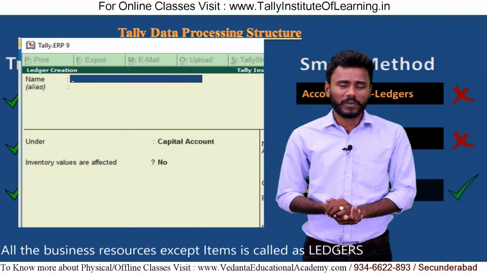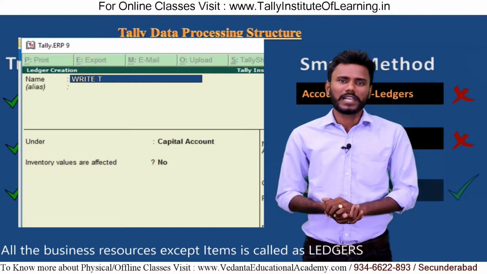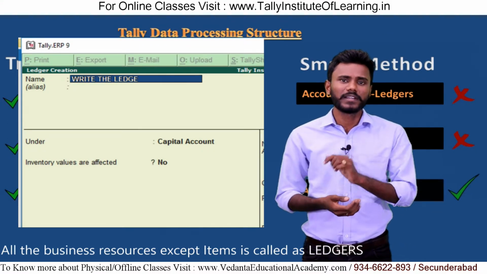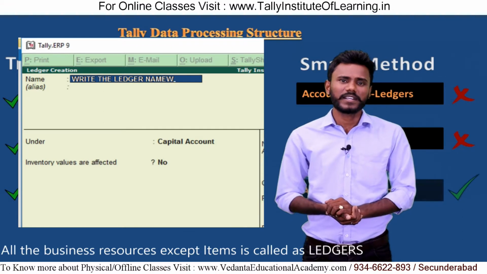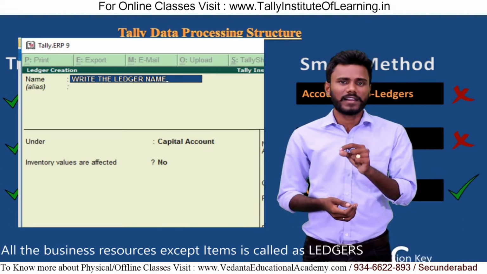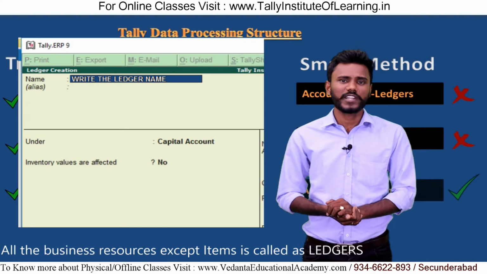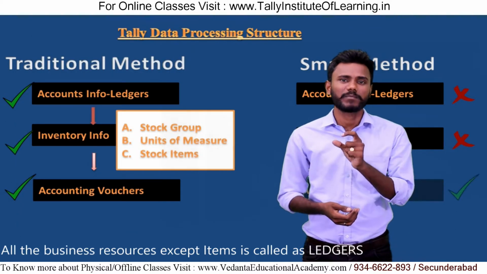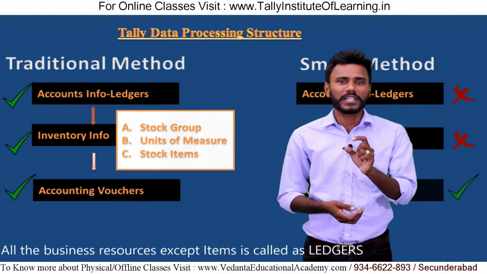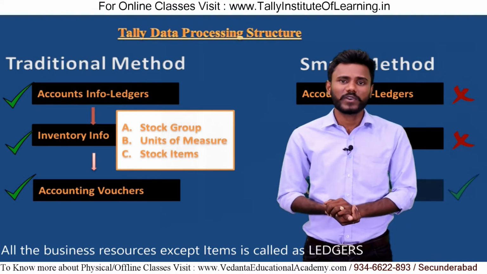In step number 1, what is the path? Accounts info, ledgers, create. In here, you need to create each and every business resource name but except an item name. The item name is to be created in step 2, which is called inventory information.